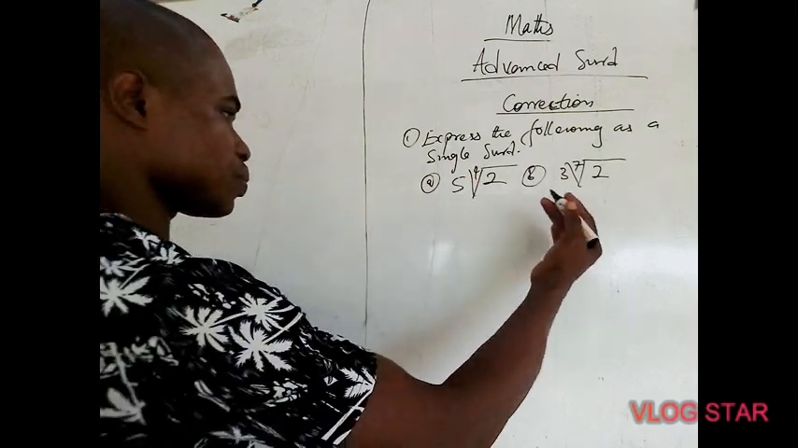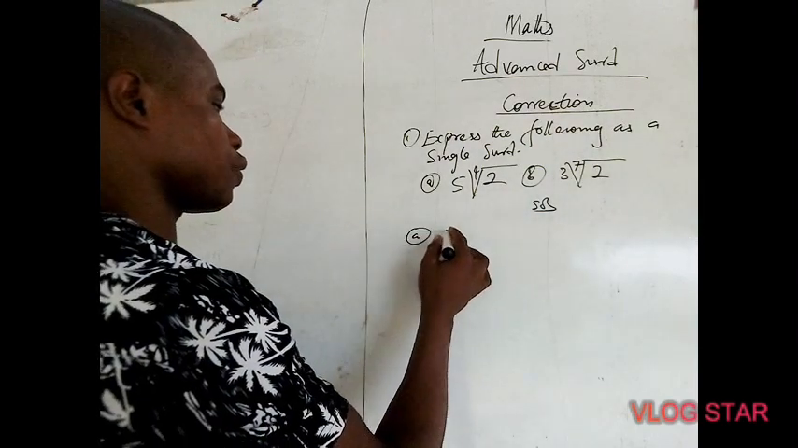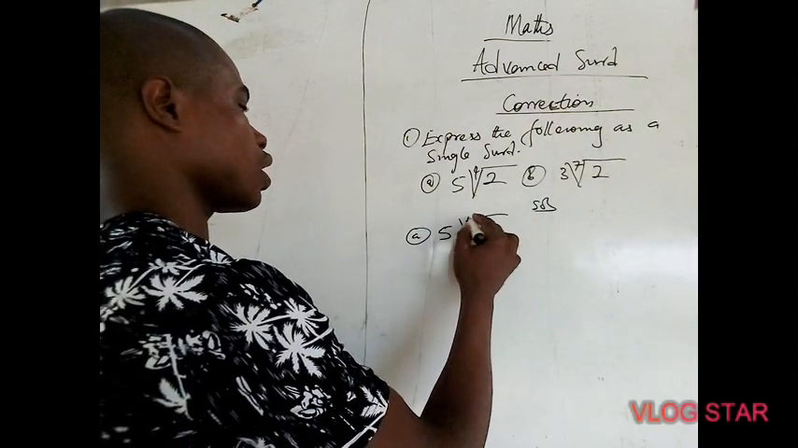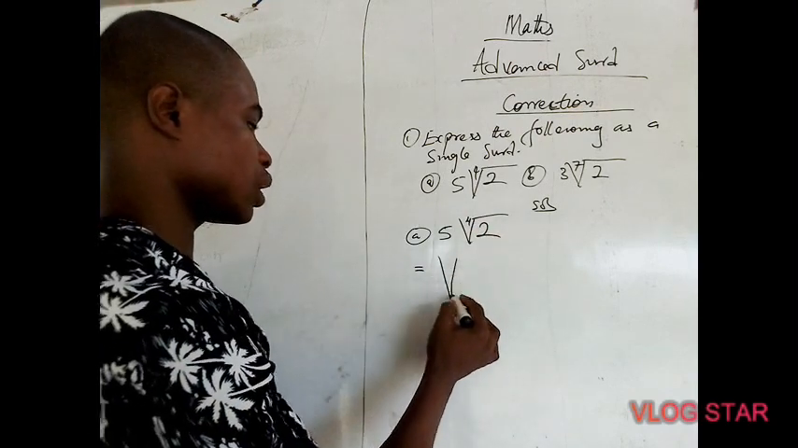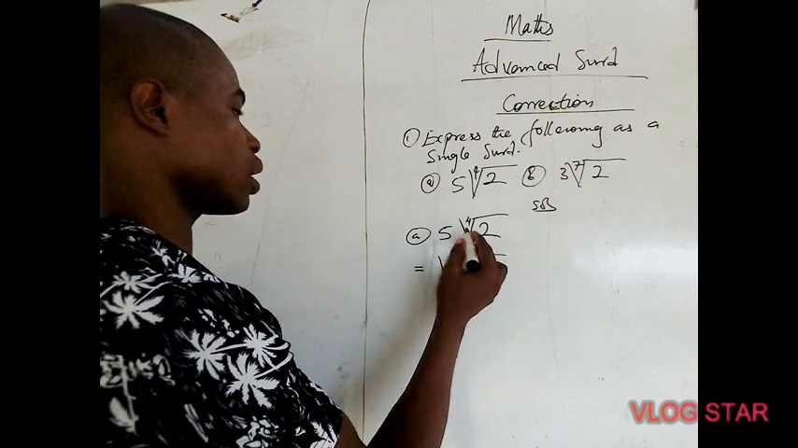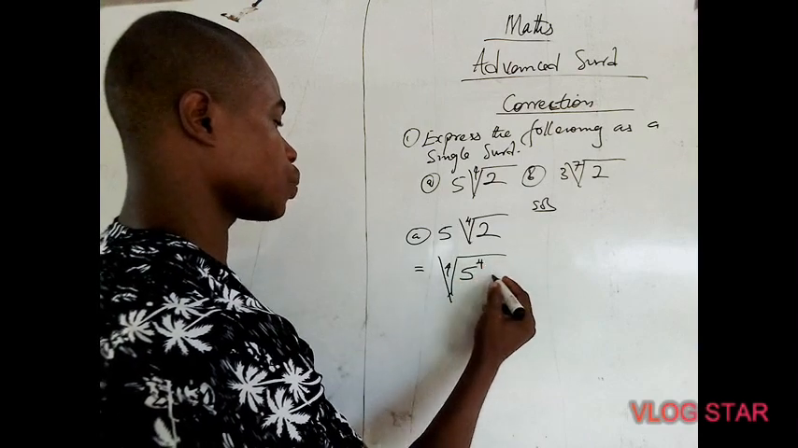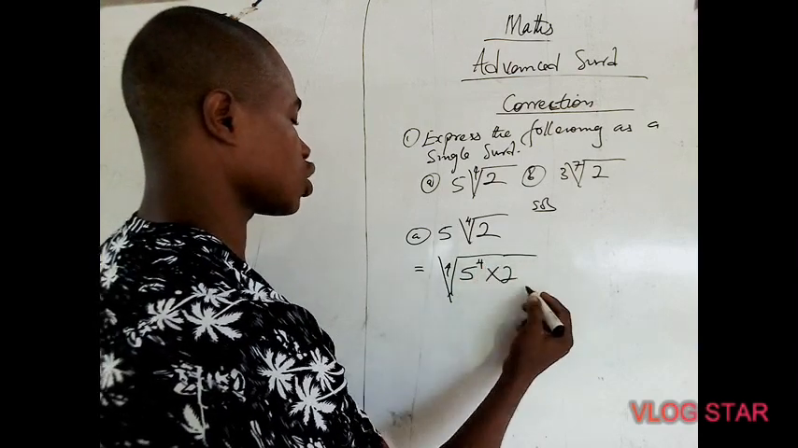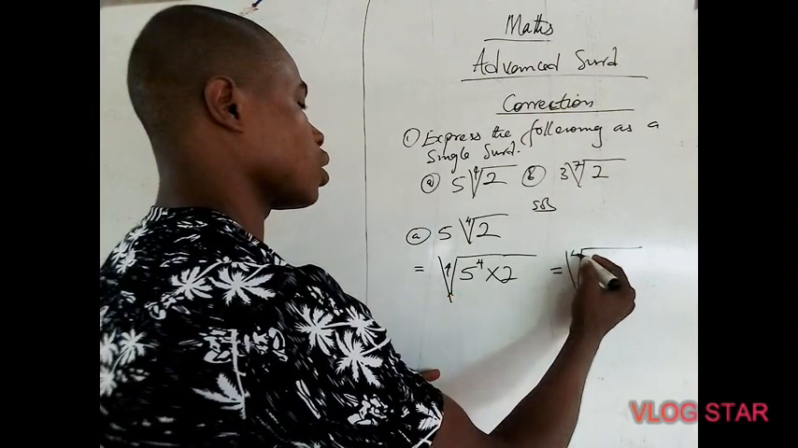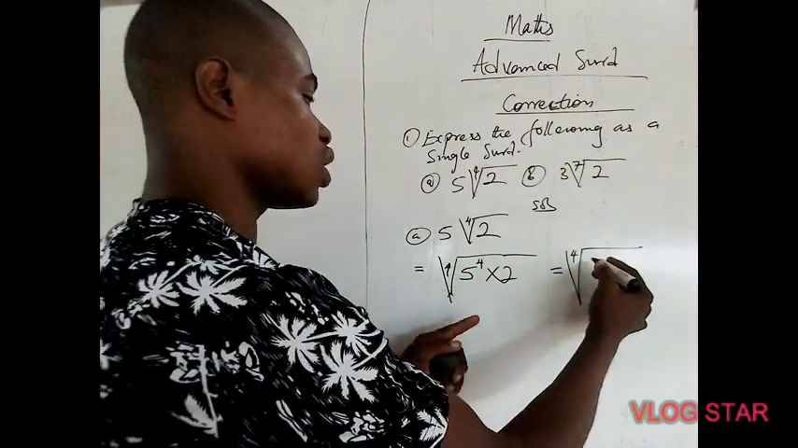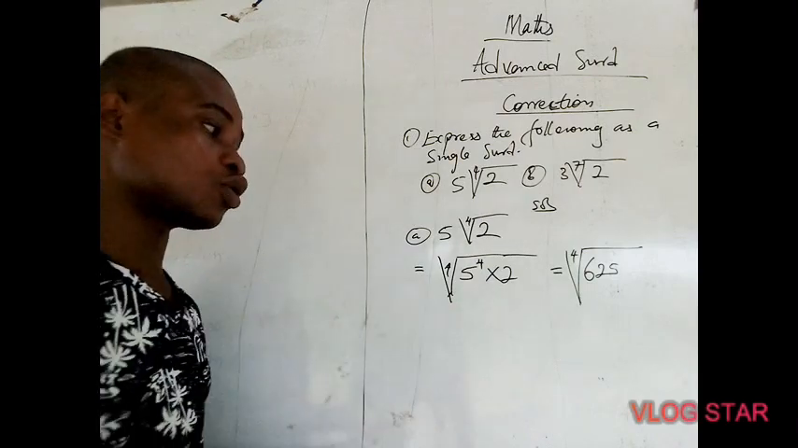Here we have it as solution. Express the following as a single surd: 5 fourth root of 2. How do you express this as a single surd? That's equal to, just bring down your fourth root here. Then you have your 5 raised to power. How many roots do you have here? 4. That is 5 raised to power 4. Then times the 2, which is the irrational part. And what will it give to you? You have it as the fourth root. The fourth root of 5 raised to power 4 will give you 625. That is 5 times 5 times 5, 5 multiplying itself 4 times.